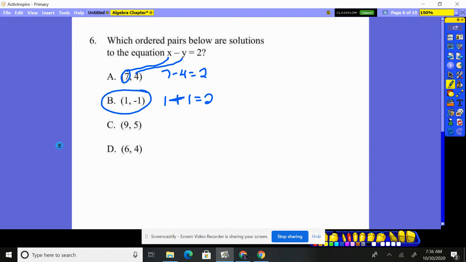Yes. What about x being 9, y being 5? Does that equal 2? No. And then finally, x is 6, y is 4. Just plugging it up top into the equation right here, and yes, that works. So it's B and D as the solutions for number 6.